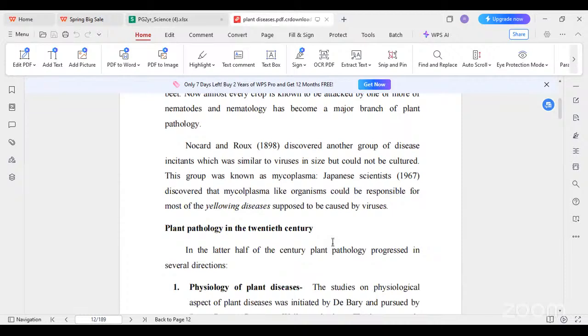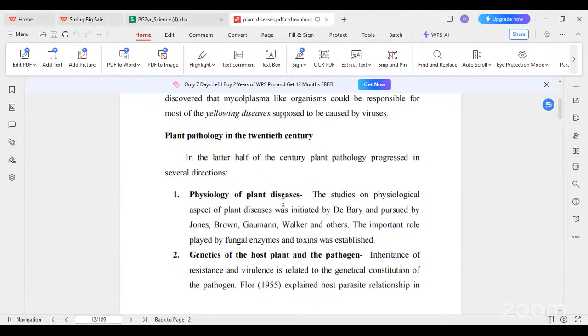Nocard and Roux in 1898 discovered another group of disease agents which was similar to viruses in size but could be cultured. This group was known as Mycoplasma. Japanese scientists in 1967 discovered that Mycoplasma-like organisms could be responsible for most yellows diseases supposed to be caused by viruses. In the later half of the 20th century, plant pathology progressed in several directions.